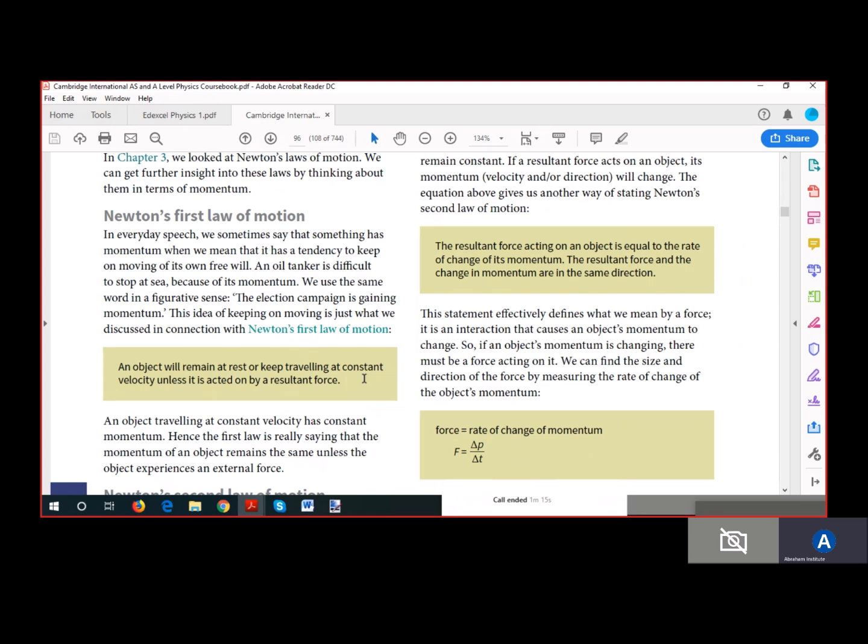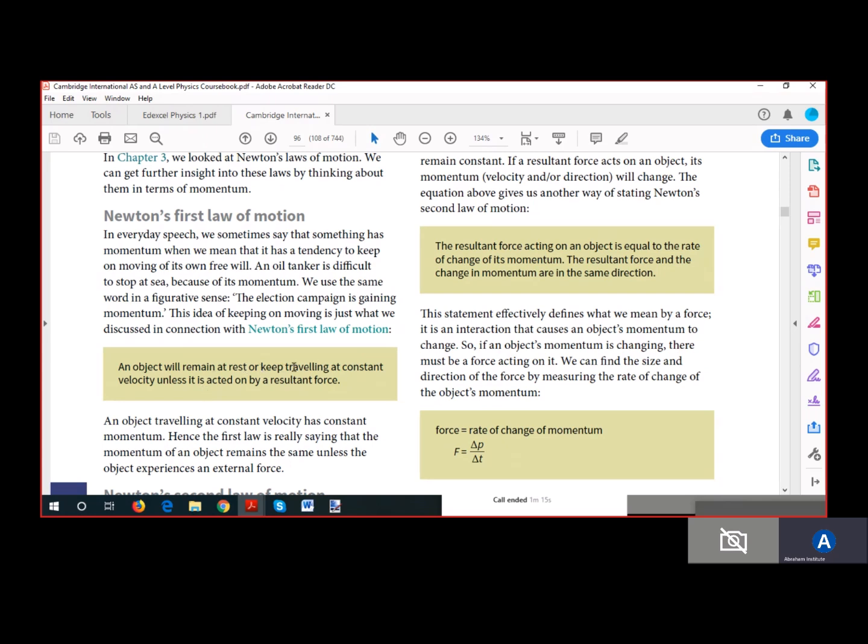So if an object is stationary, it will remain stationary. Or if an object is moving at constant velocity, it will continue to move at constant velocity unless an external resultant force acts upon it. So let's say if the object is stationary, it will remain like that forever unless there is a resultant force or external force that acts on it, which causes it to move or change its position. Okay, so same thing applies for the object that is moving at constant velocity. If an object is moving at constant velocity, it will continue to do that forever unless acted on by a resultant force. So this is what you need to remember.